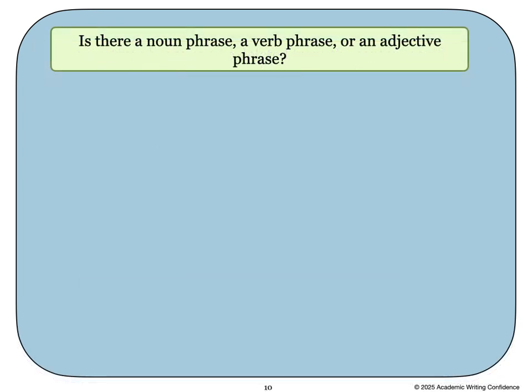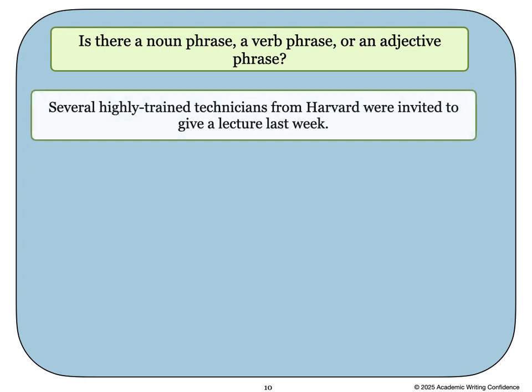Now that we've reviewed what each type of phrase looks like, let's see if you can decide if there is a noun phrase, a verb phrase, or an adjective phrase in these sentences. Several highly trained technicians from Harvard were invited to give a lecture last week. In this sentence, we have a noun phrase at the beginning as well as a verb phrase.